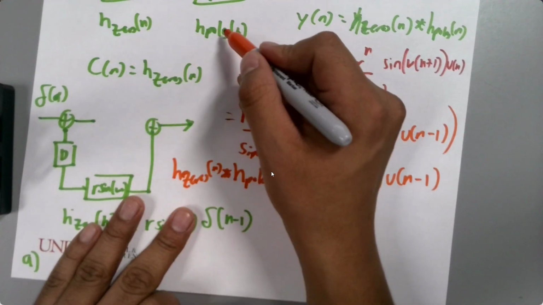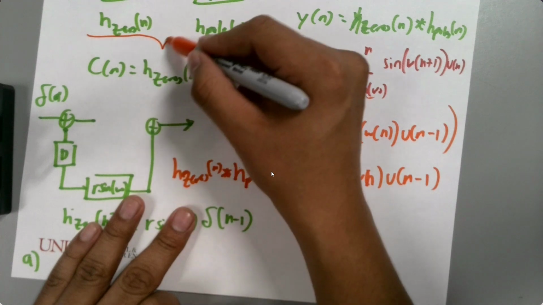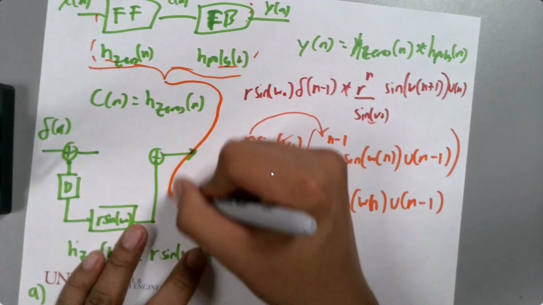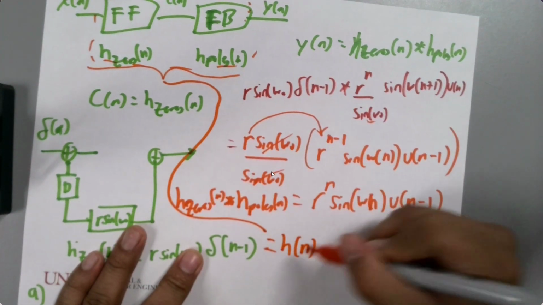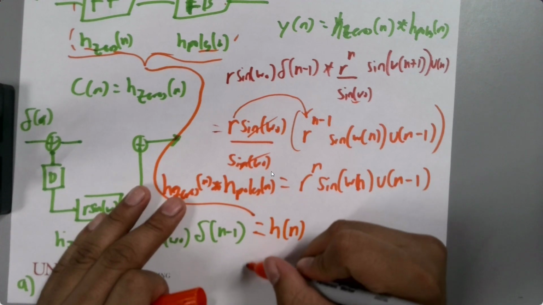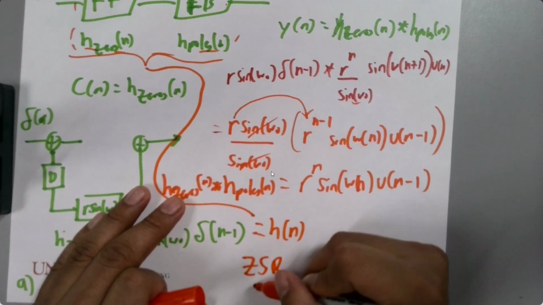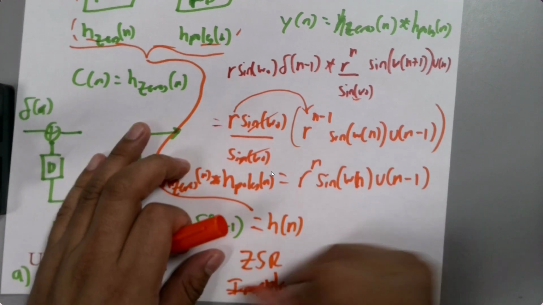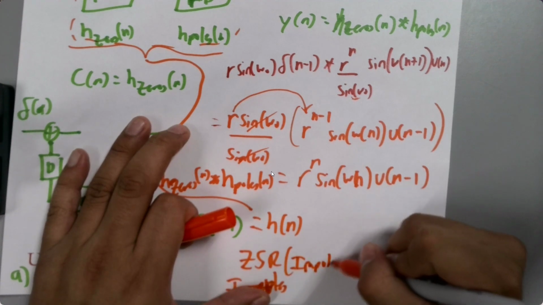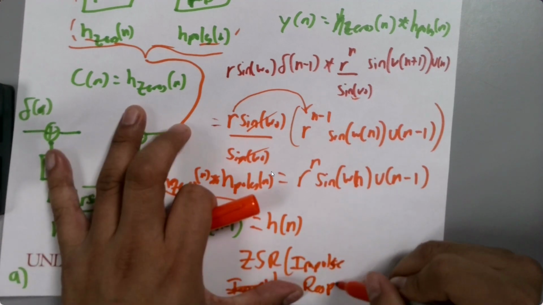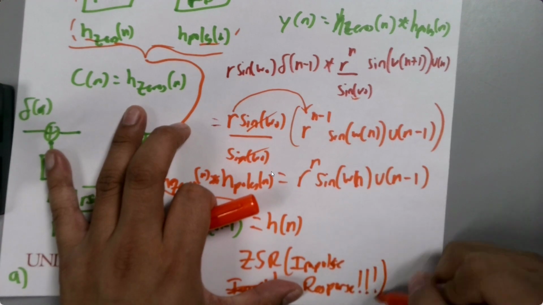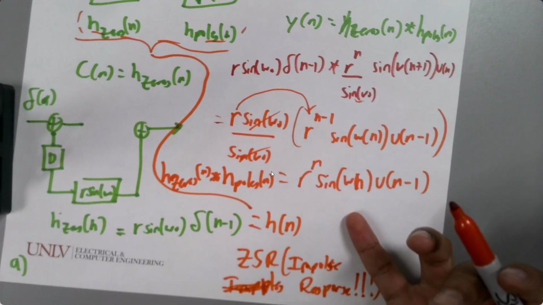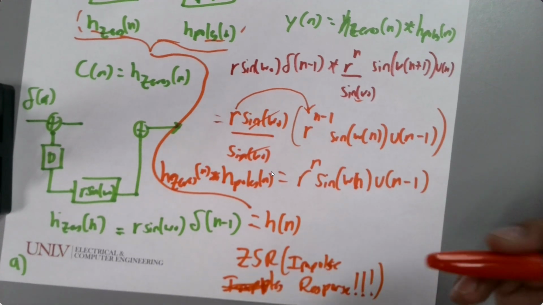Here's our zeros and here's our poles, right? What is this total system? This right here is h of n, not the total response, the ZSR or impulse response. Just the ZS. And congratulations, you're done. So, how do you prove this? You prove it in MATLAB.